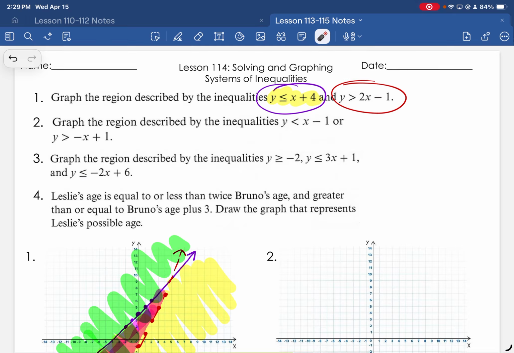For 3, there's no x though. You just do y equals negative 2. It's that straight line, yeah. Okay, now I remember.